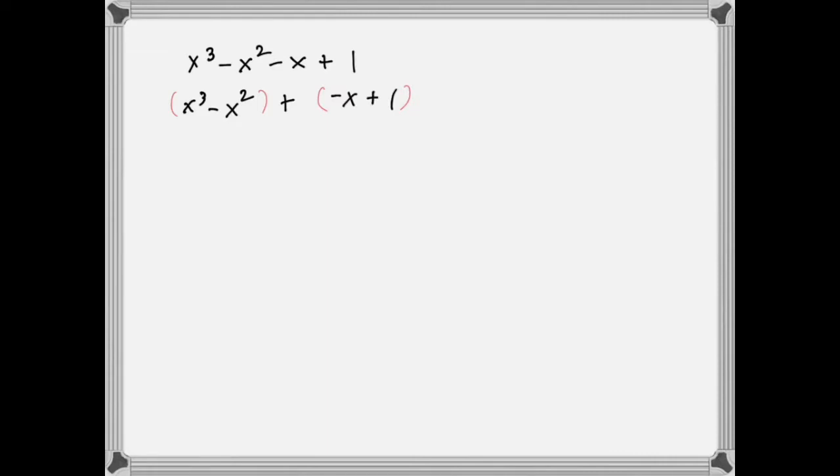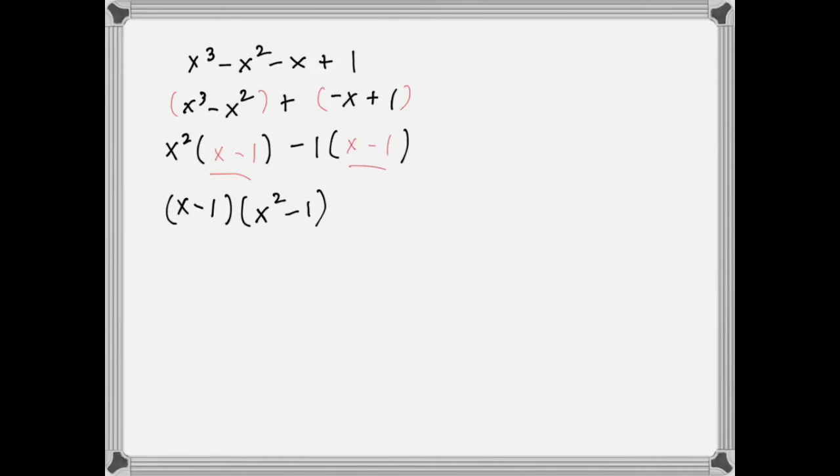So in the first group, we can pull out an x squared, and then we have left x minus 1. And in the second group, we can take out a negative 1, and then we have left x minus 1 again. And because these are the same thing, we could pull out the x minus 1, and we're left with x squared minus 1.